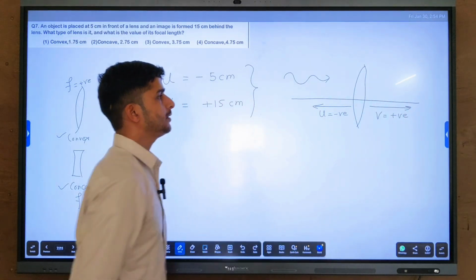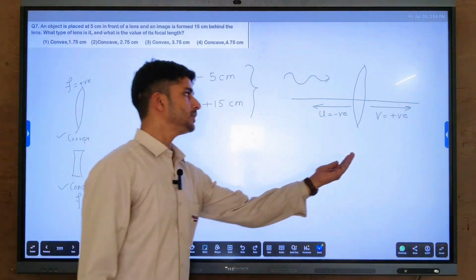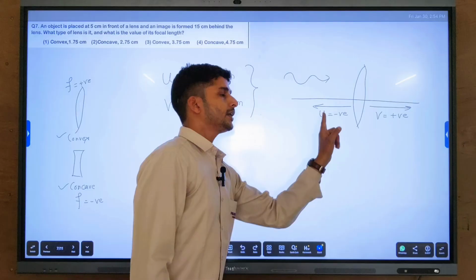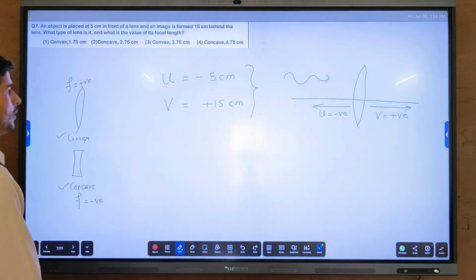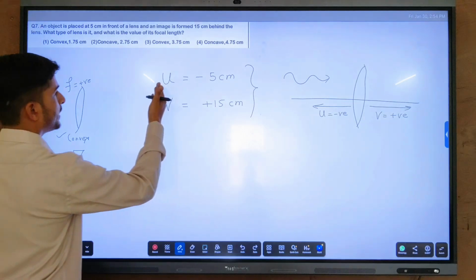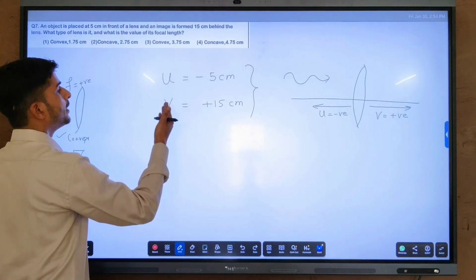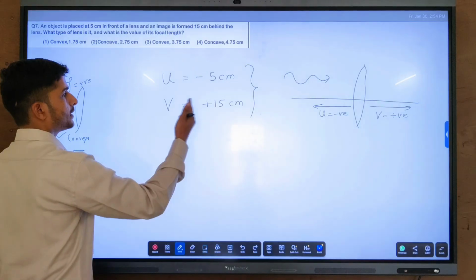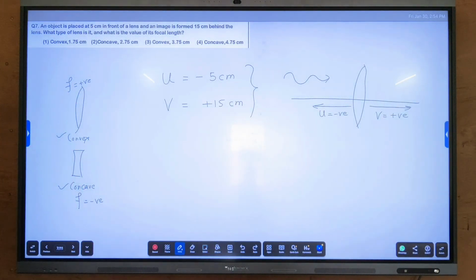लाइट की डायरेक्शन में जो भी लेंस से मेजर करेंगे वो पॉजिटिव, लाइट के अपोजिट डायरेक्शन में ऑप्टिकल सेंटर से चलेंगे तो नेगेटिव। So from the sign convention we can write u equals to -5 and distance of image from the optical center is +15 centimeter. It is asking what kind of lens it is.